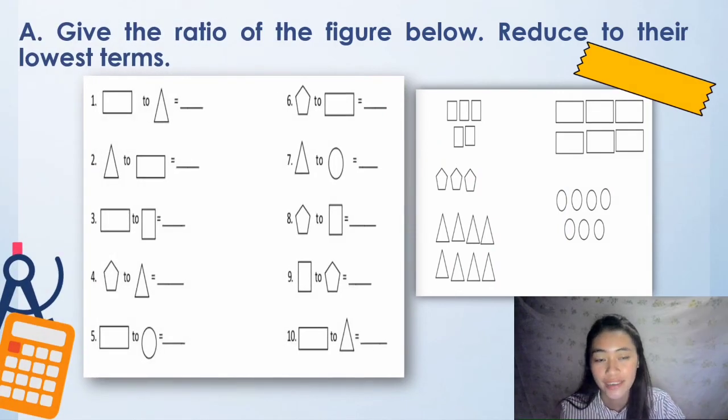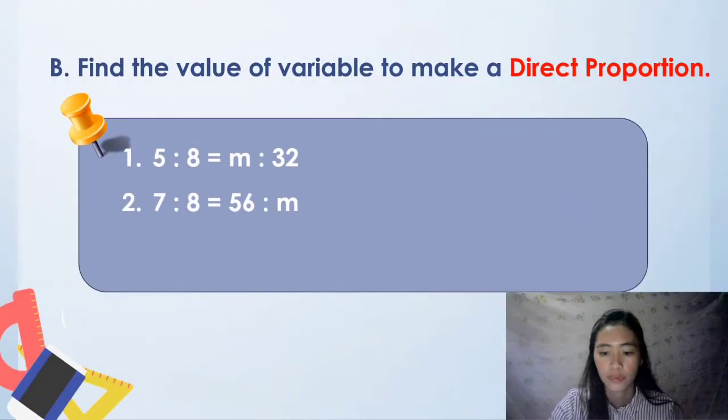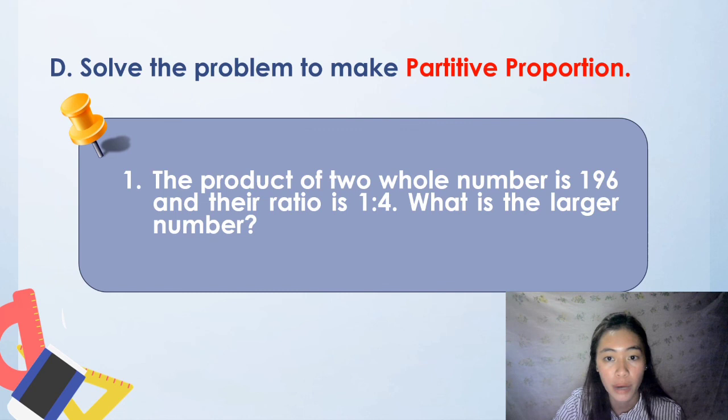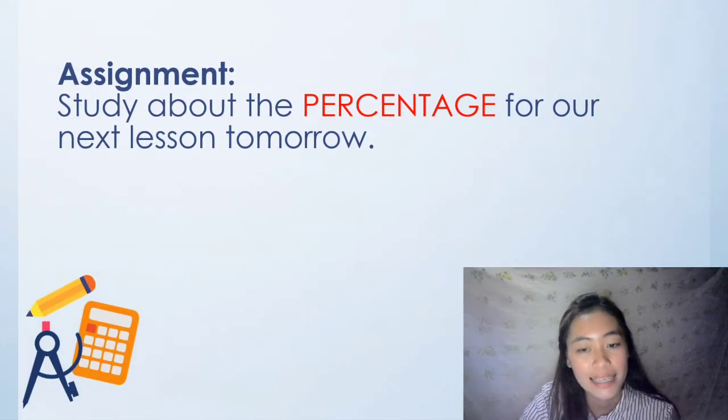Here in letter A, give the ratio of the figure below, then reduce to the lowest term. Here in letter B, find the value of the variable to make a direct proportion. In letter C, find the value of the variable to make an inverse proportion. D. Solve the problem to make partitive proportion. Number 1. The product of two whole numbers is 196, and their ratio is 1 to 4. What is the larger number? And for your assignment, study about percentage for our next lesson tomorrow.